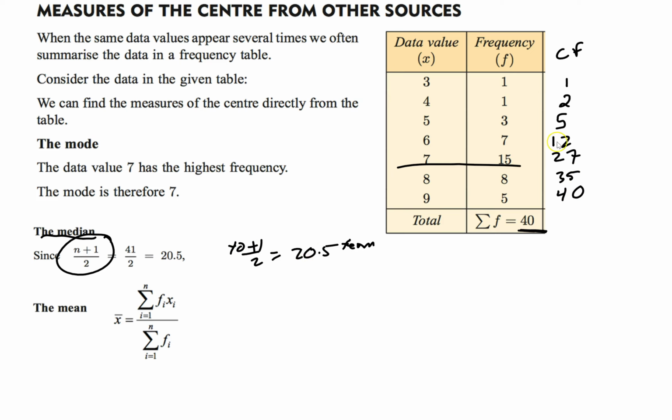Now I'm trying to figure out where the 20.5 term fell. Well, think about it. At the end of 6, I was at 12. At the end of 7, I was at 27. So it fell somewhere in between here. It's one of the 7s. So 7 is also the median.